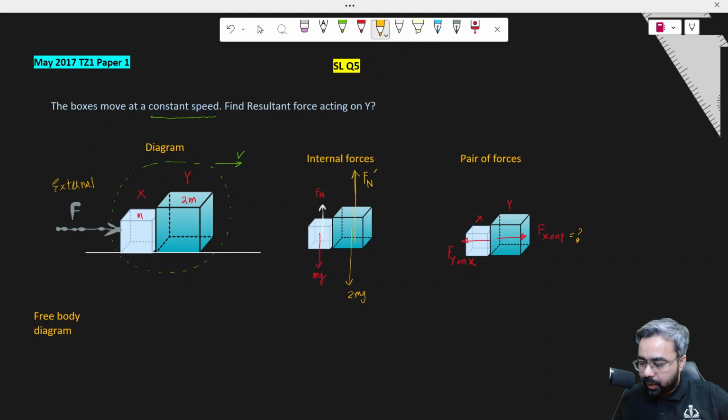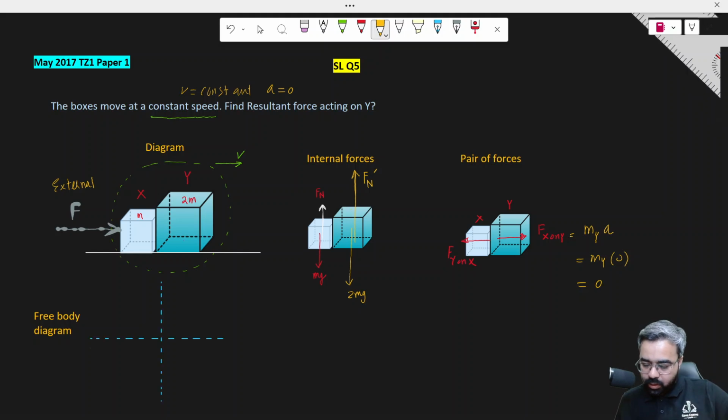So we can apply Newton's second law to write its value, that it is equal to mass times acceleration. Since it is moving with a constant velocity, the acceleration is 0. So this force obviously should be 0. There's no force applied on Y, because the system is moving with a constant speed.